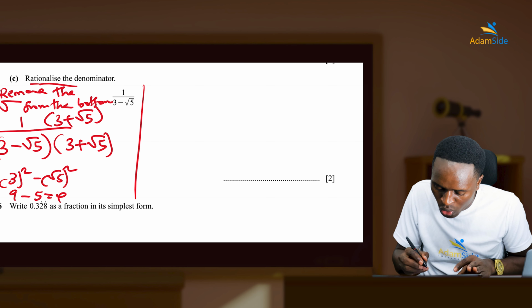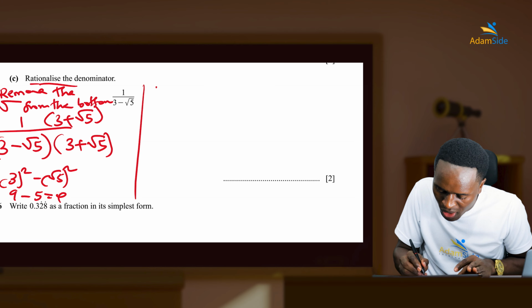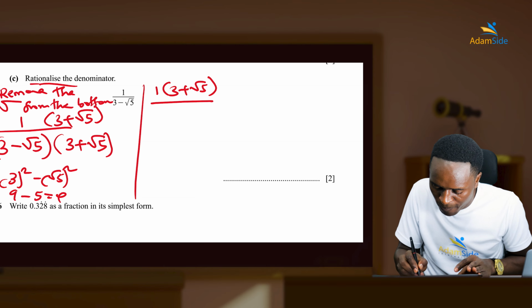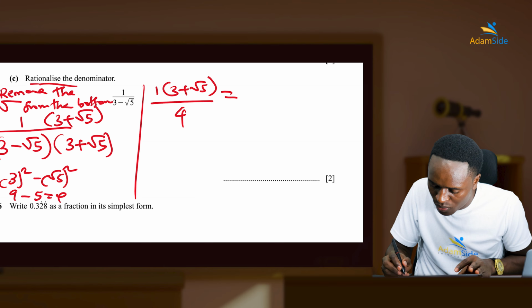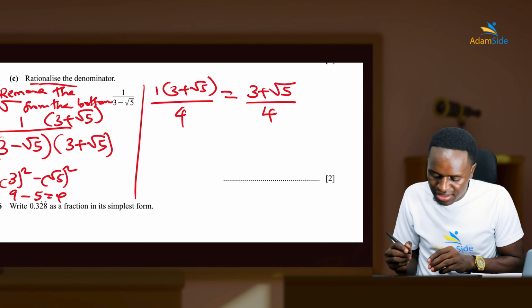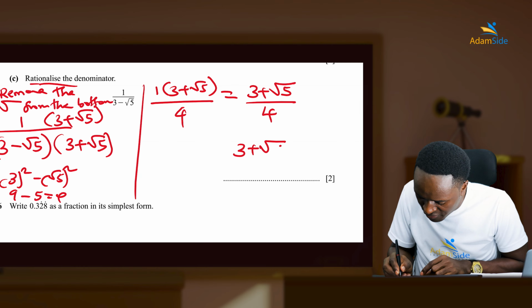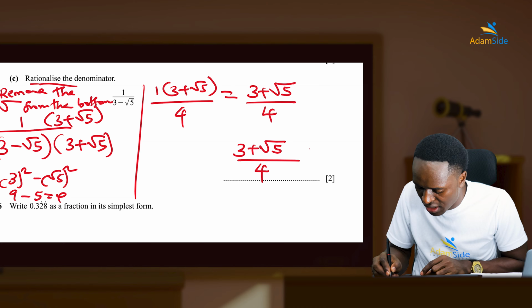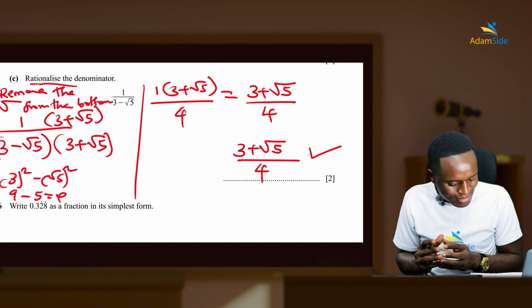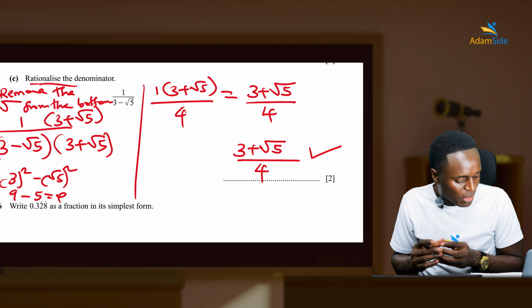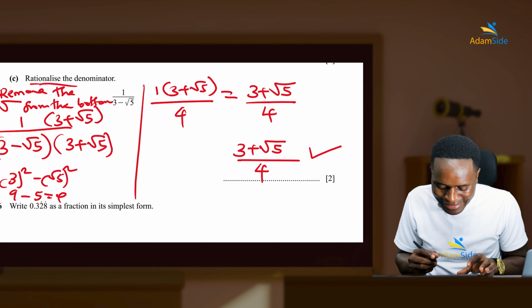And then numerator, you say 1 times 3 plus root 5 over 4. Therefore, your answer will be 3 plus root 5 divided by 4. That's the answer. This becomes your answer: 3 plus root 5 divided by 4. Let's go to the next.